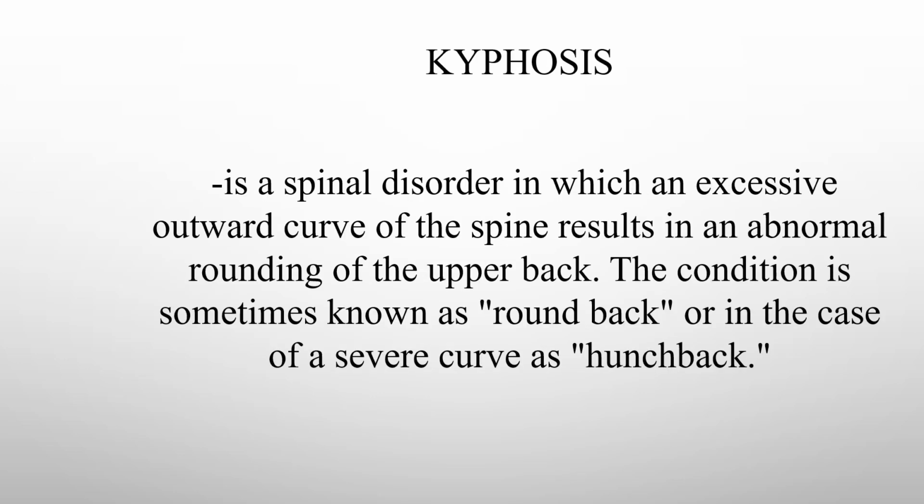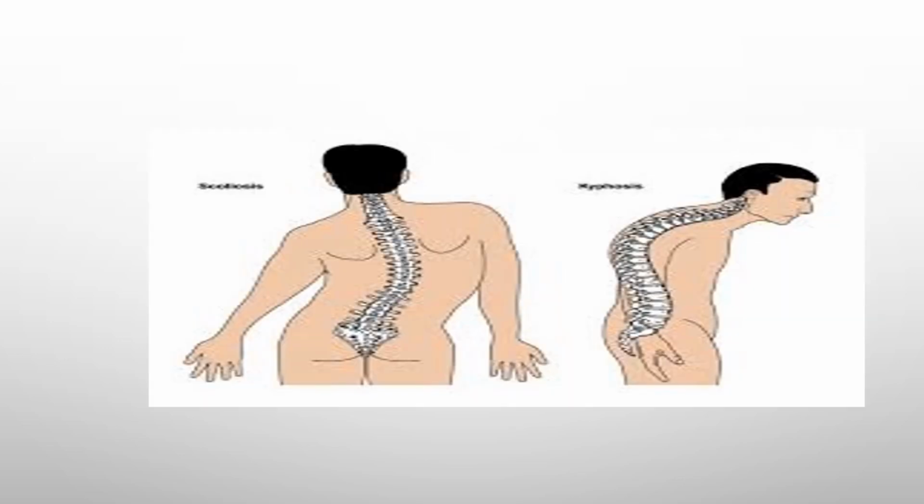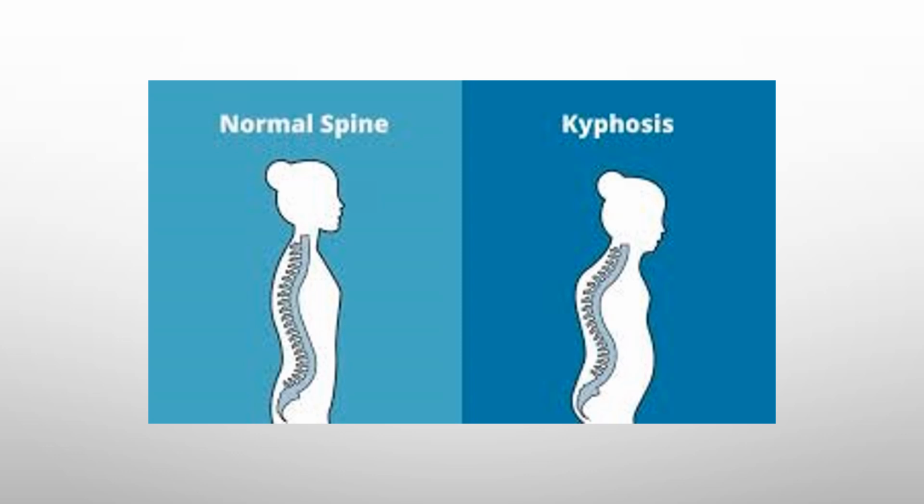In other diseases, kyphosis. So, kyphosis is a spinal disorder in which an excessive outward curve of the spine results in abnormal rounding of the upper back. The condition is sometimes known as round back, or in the case of severe curves, as hunchback. So, this is an example of a disorder of the spine.